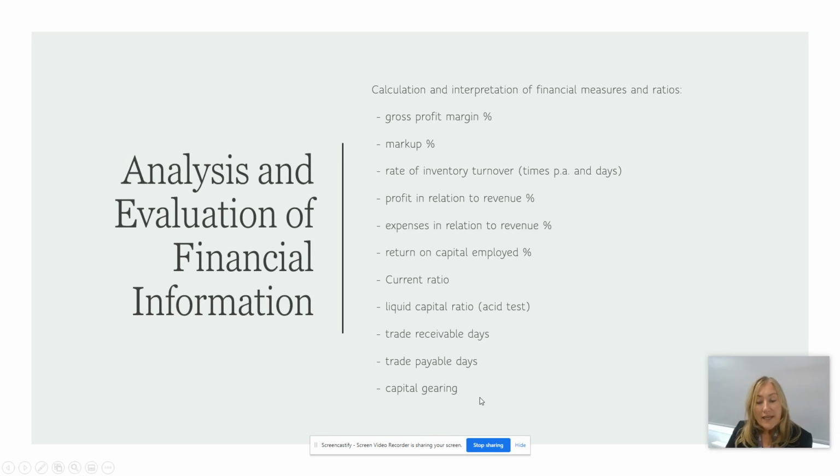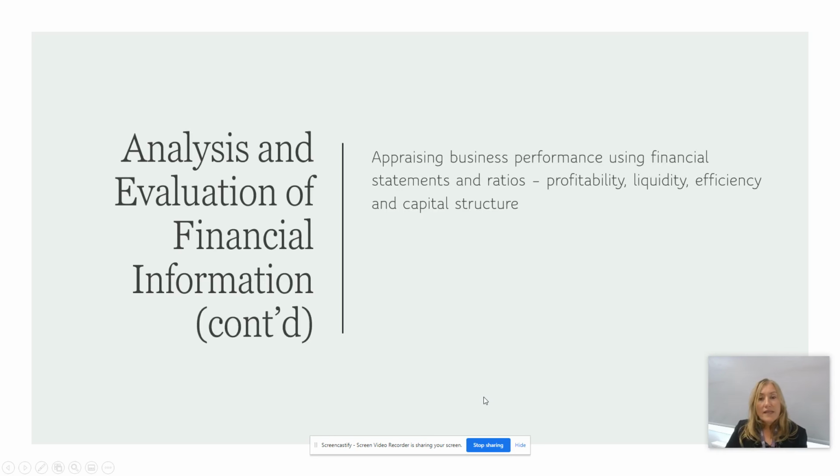So capital gearing, obviously an important measure, particularly with companies, to assess the level of risk if we're thinking about investing in them. Continuing on from that, we could be asked to appraise a business, appraise their performance, so calculate some ratios, maybe compare them to a competitor's figures or to previous year's results.